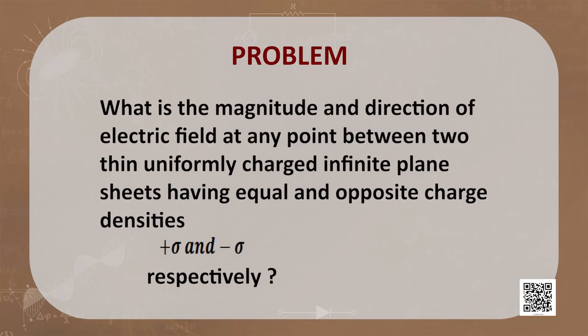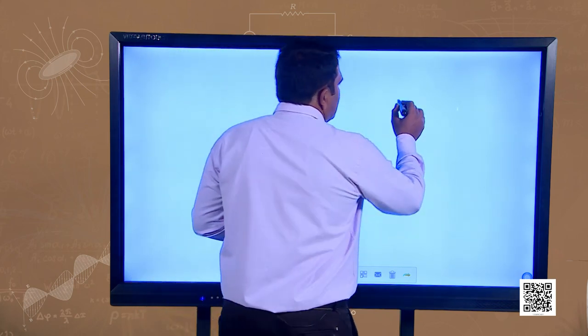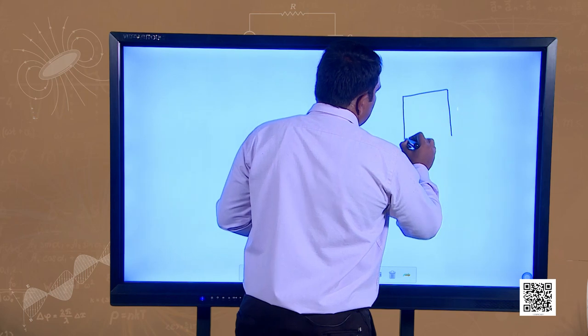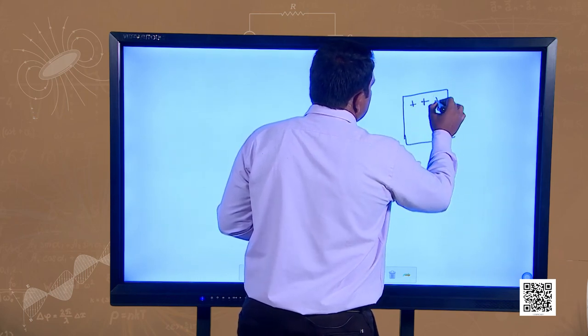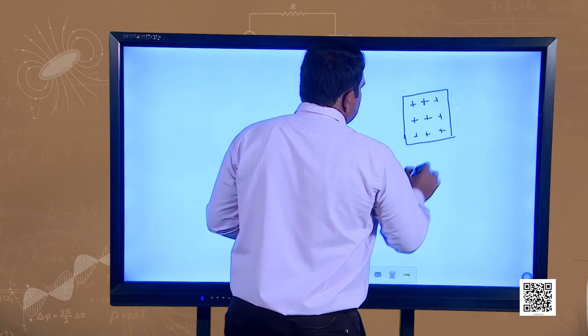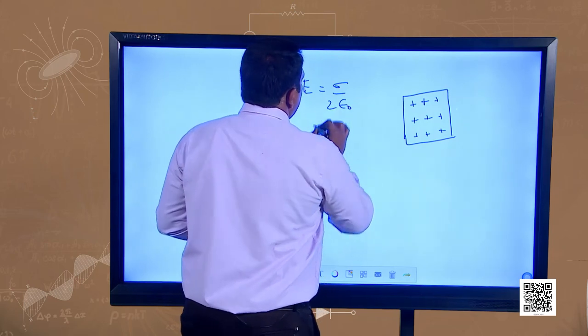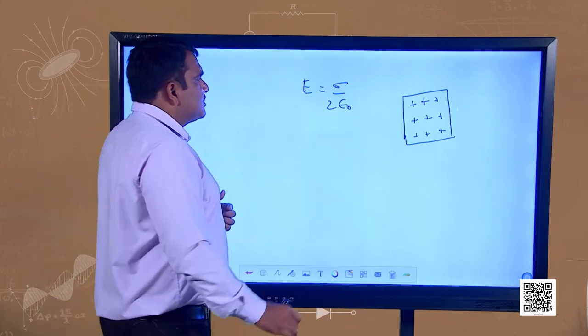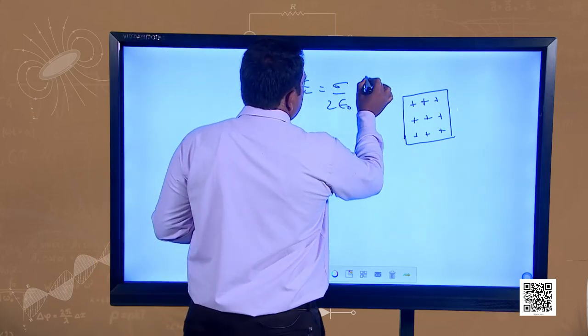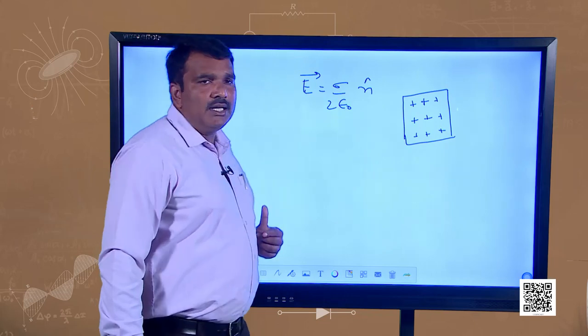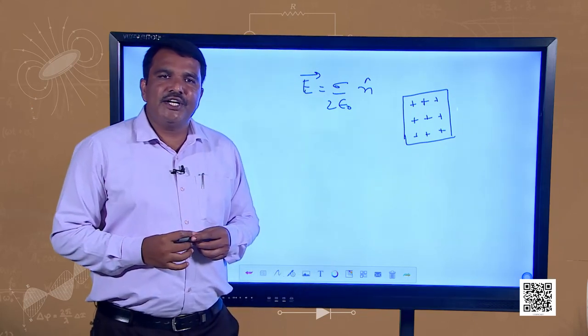What is the magnitude and direction of electric field at any point between two thin uniformly charged infinite plane sheets having equal and opposite charge densities, plus sigma and minus sigma? So we know that the electric field due to a uniformly charged thin infinite sheet is equal to sigma by 2 epsilon naught, and it is always normal to the surface of the sheet. So this is the electric field due to a thin infinite sheet of charge.